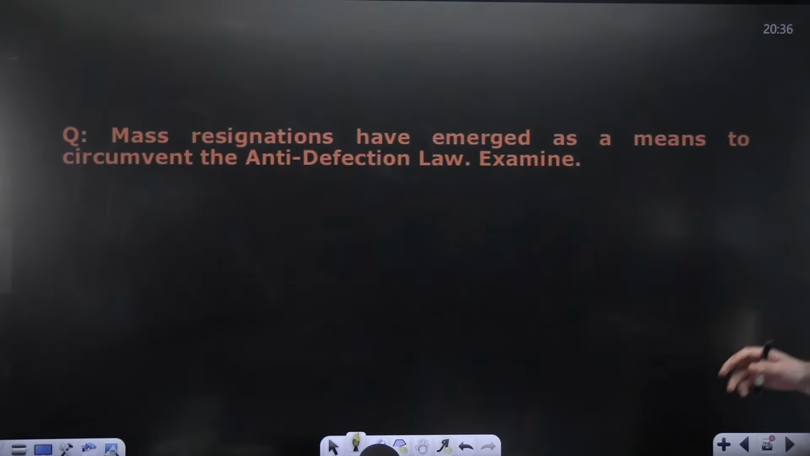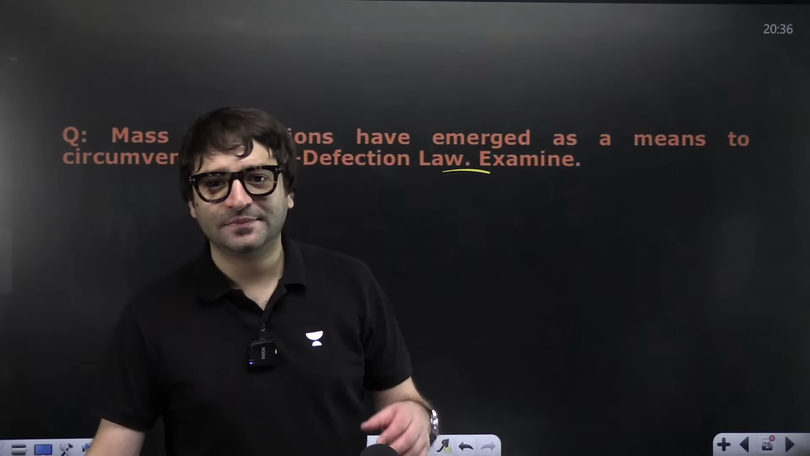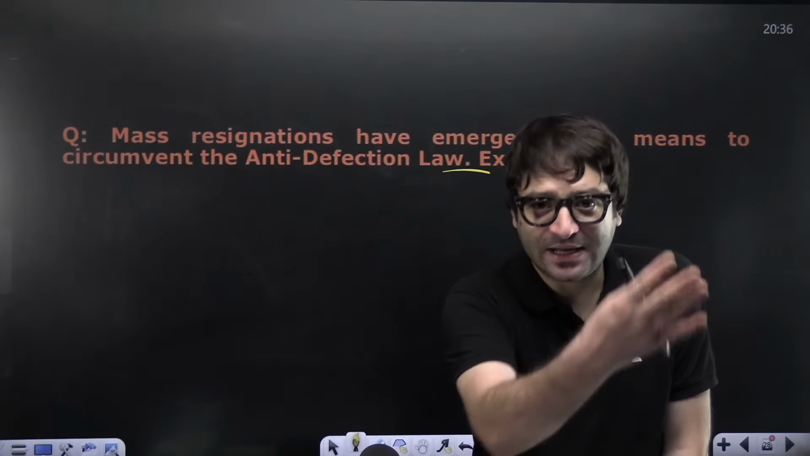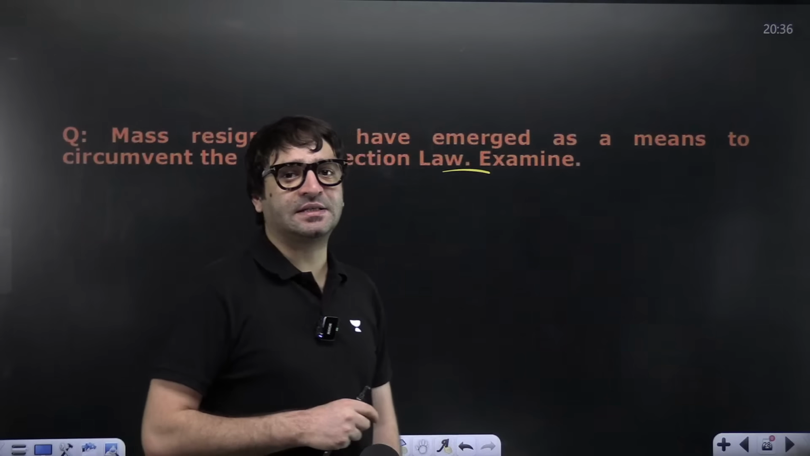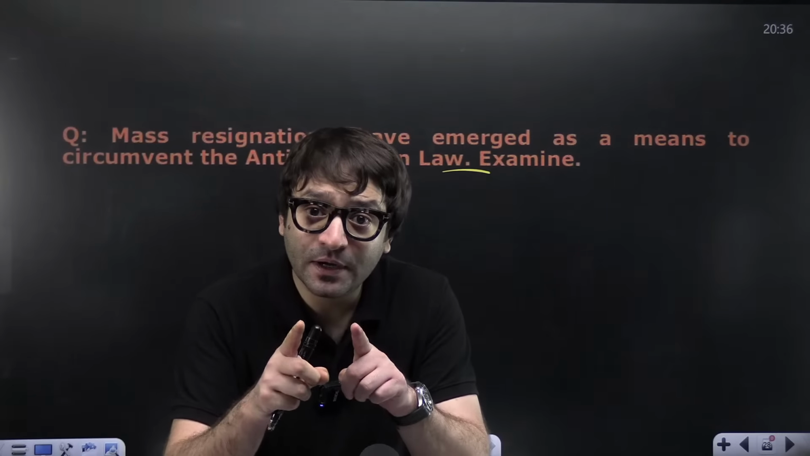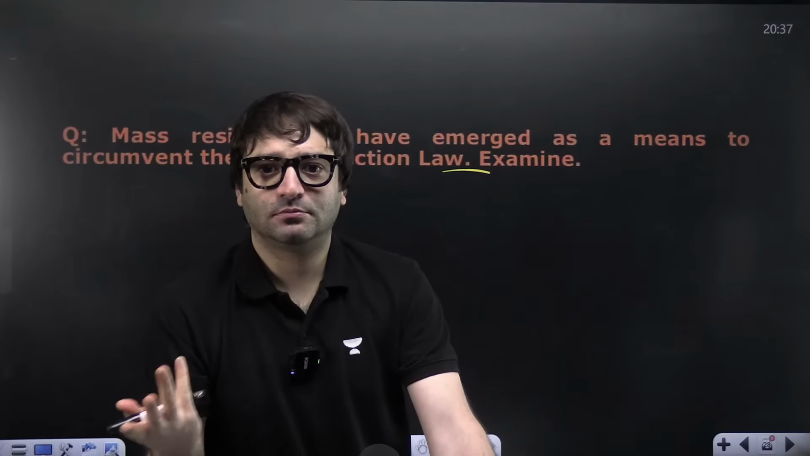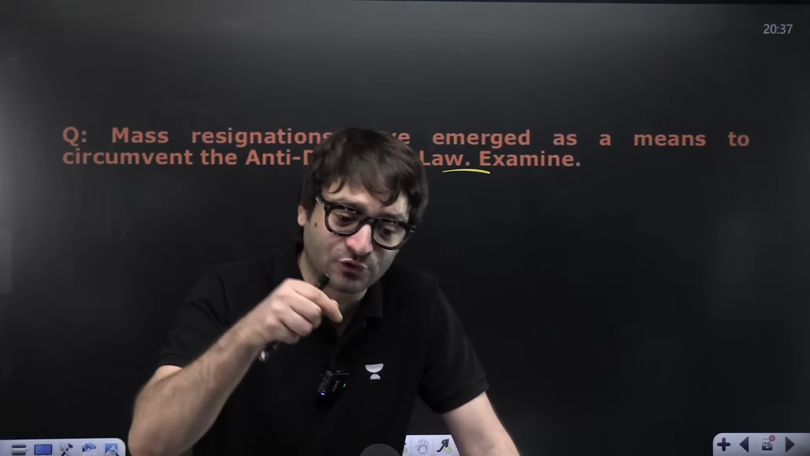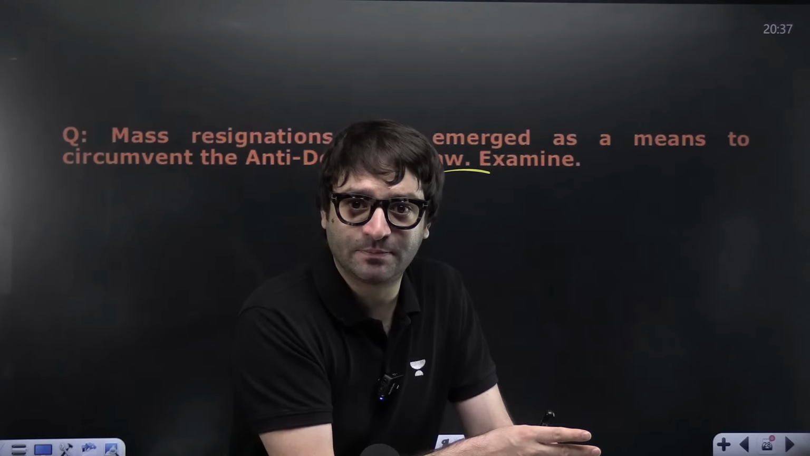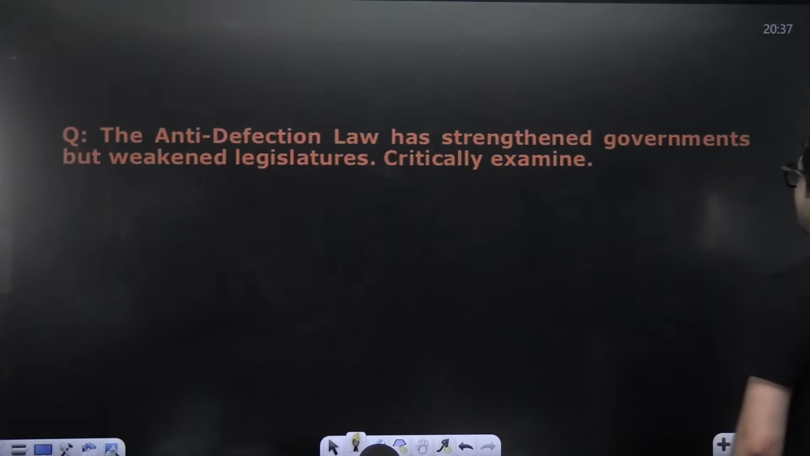Is there any other question? Mass resignations have emerged as a means to circumvent the anti-defection law. Examine. Resignation is now a new loophole in anti-defection law. I want to defect, but first I resign so that I can be made a minister as well. Because a defector cannot be appointed as a minister or to any remunerative political post. But if you have resigned, you don't attract disqualification. Resign from house. If you resign from your party, you are disqualified. If you resign from house, no disqualification. The Speaker has to see the timing. What came first? Your violation of the party discipline or your resignation? These are the matters that you have to keep in mind necessarily.